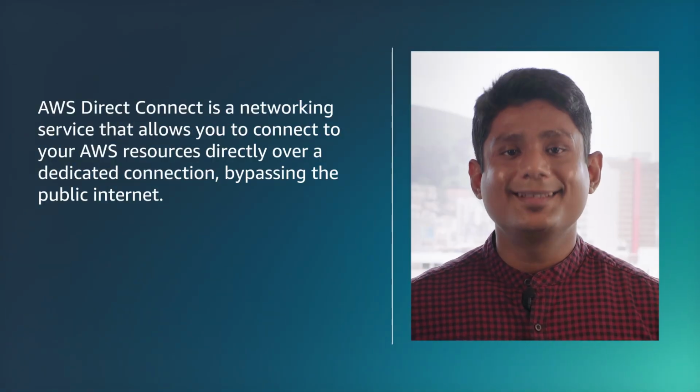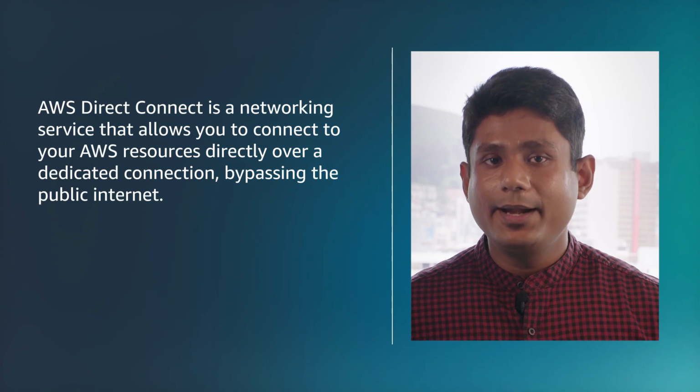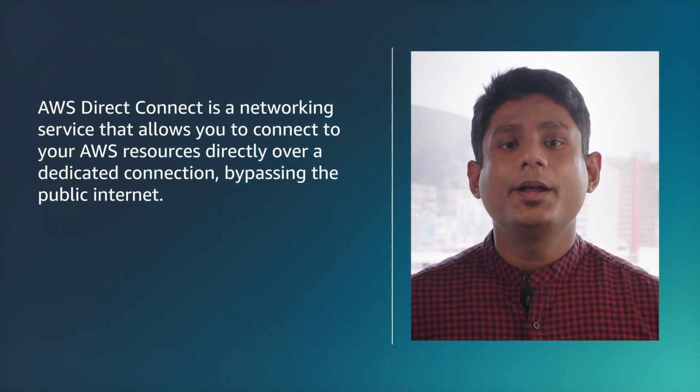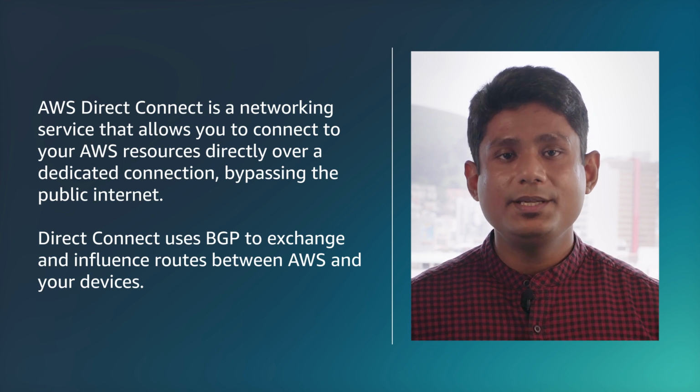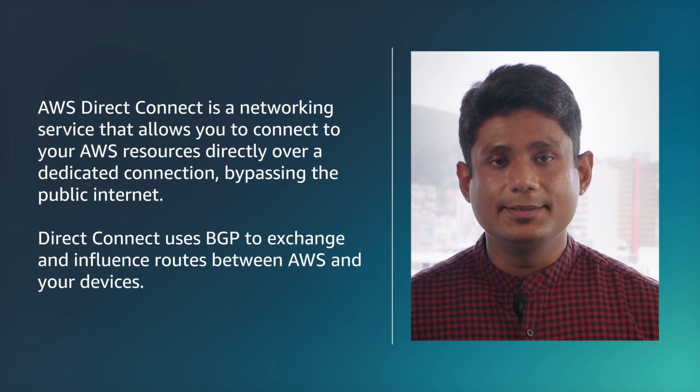Today I'm going to show you how to troubleshoot Border Gateway Protocol connection issues when using AWS Direct Connect. Let's get started. AWS Direct Connect is a networking service that allows you to connect your AWS resources directly over a dedicated connection, bypassing the public internet. Direct Connect uses BGP to exchange and influence routes between AWS and your devices.